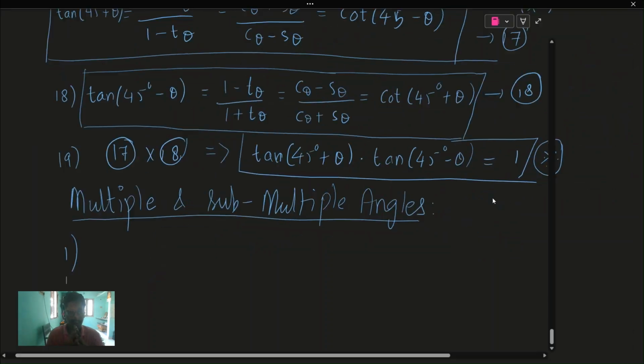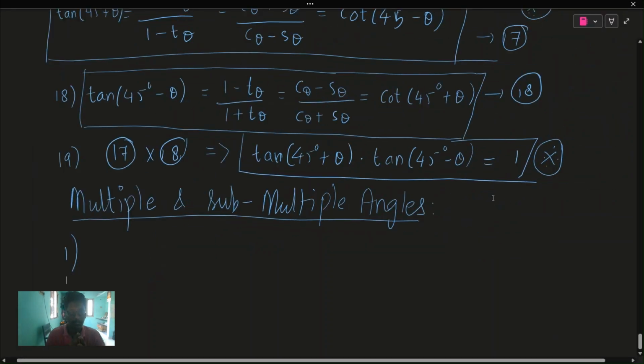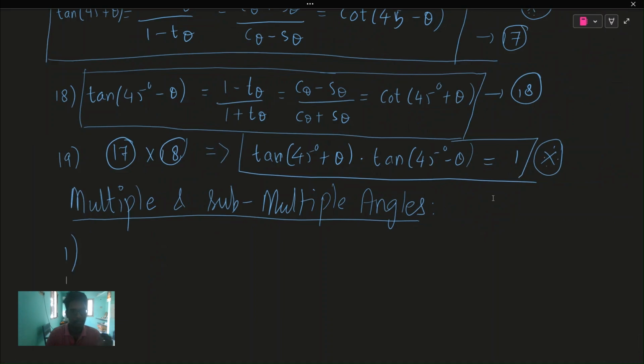So far we have seen how trigonometry deals with compound angles. So let's see now how it deals with the scenario based on multiple and submultiple angles. Multiple and submultiple angles, in the sense, sine 2 theta, cos 2 theta, how the formula gets evolved from compound angles. So yes, let's see.